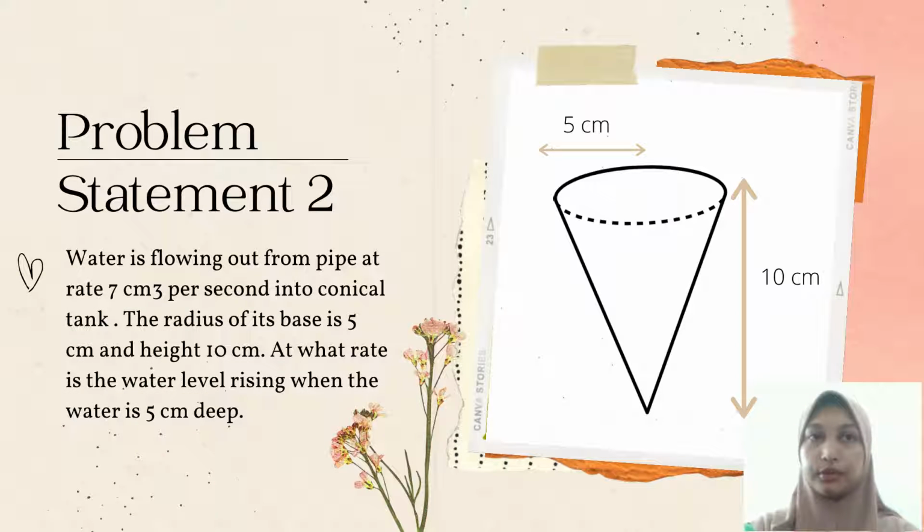Problem statement 2. Water is flowing out from a pipe at a rate of 7 cm³ per second into a conical tank. The radius of its base is 5 cm and height 10 cm. At what rate is the water level rising when the water is 5 cm deep?